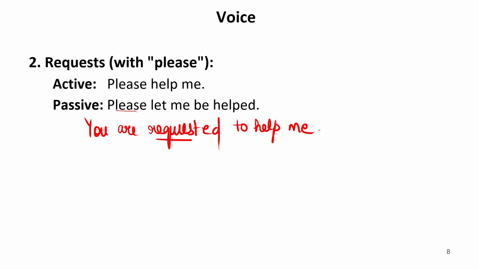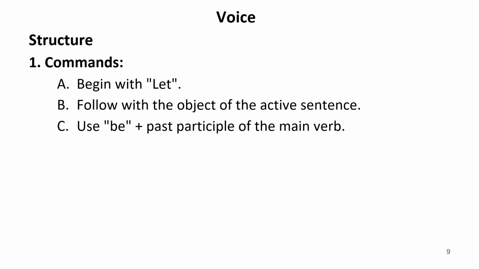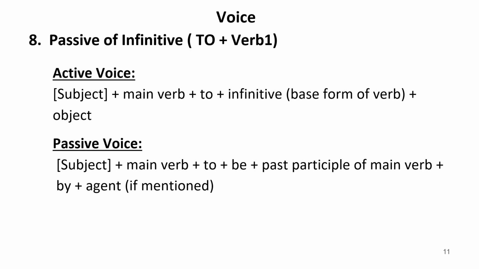Now let us move to the next type of sentence. As we know well, the structure of commands, we should begin with "let," follow with the object of the active sentence, and use "be," that is the past participle of the main verb. So this is the structure of commands and the structure of request. But we know well that we have done another structure of it as well. So that is also very easy and simple to convert a sentence of active voice into passive voice. Now we have another structure, that is how to convert a sentence of infinitive into passive voice.